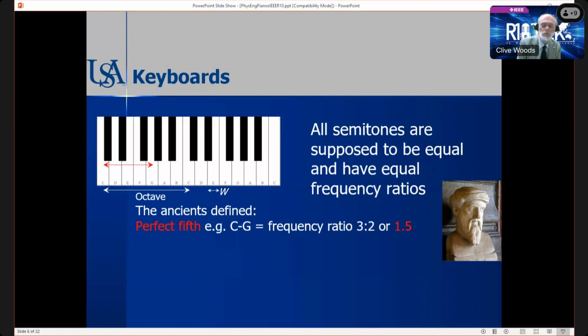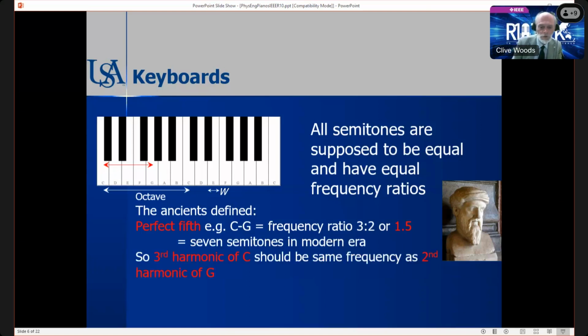They defined what they call a perfect fifth, for example C to G on that keyboard, and they decided that a perfect fifth should have a frequency ratio of 3 to 2, or 1.5, and that's what we call 7 semitones in the modern era.